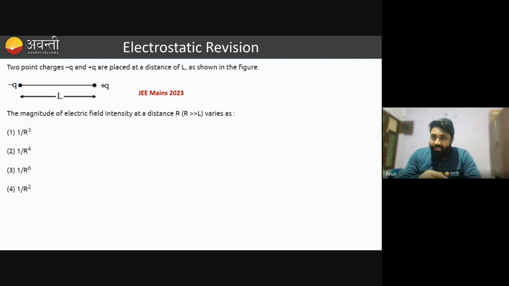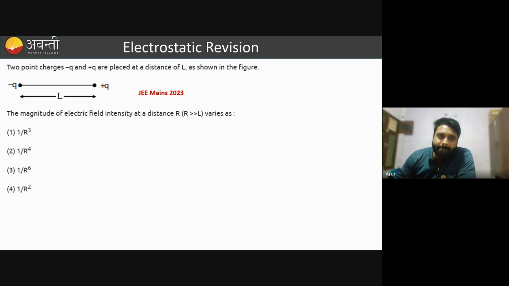this is the latest question of JEE Main 2023. Two point charges, minus q and plus q, are placed at a distance of L, which means they form a dipole. Minus q and plus q, two charges of the same magnitude, opposite in sign, separated by some distance. So this is an electric dipole. The magnitude of the electric field intensity at a distance r varies as.